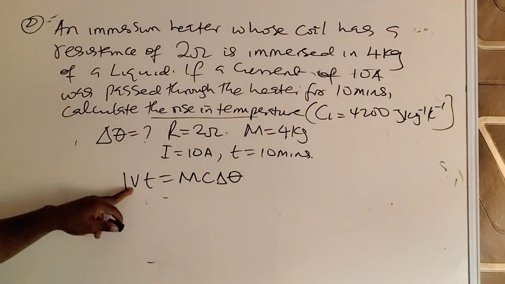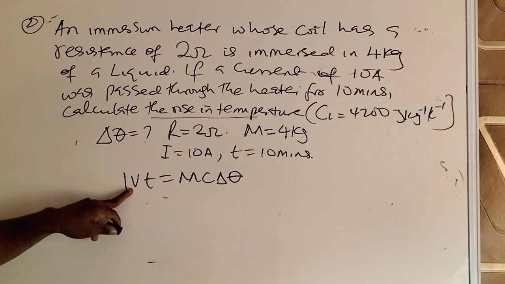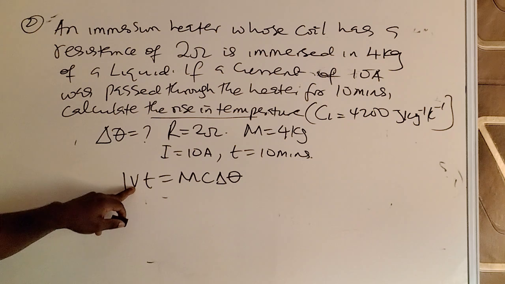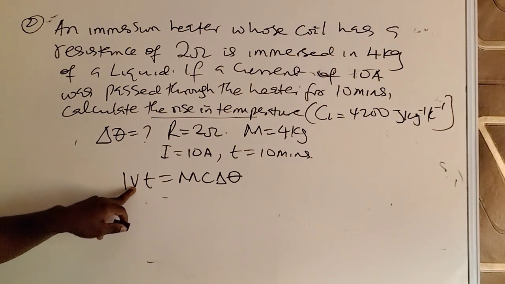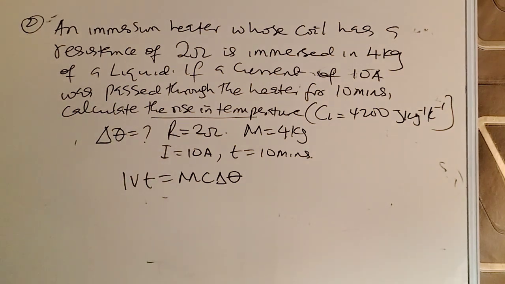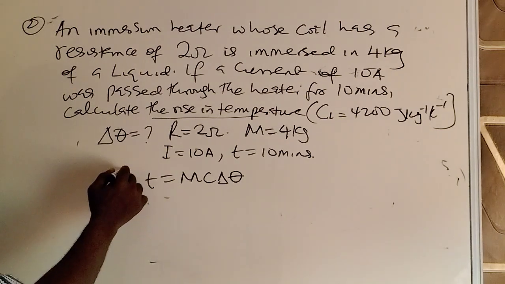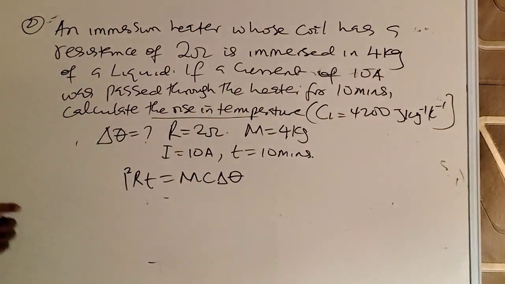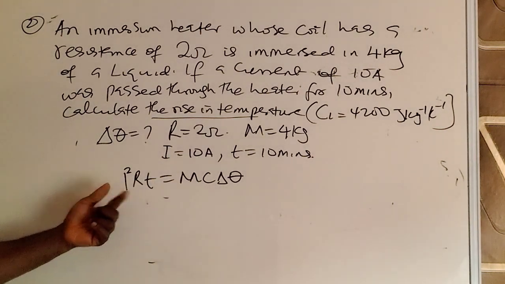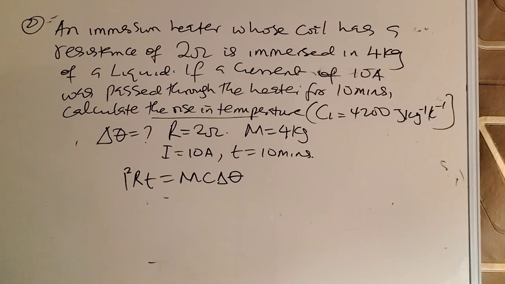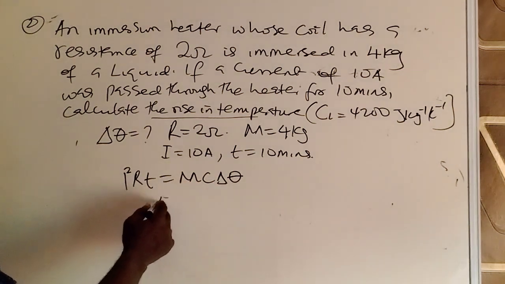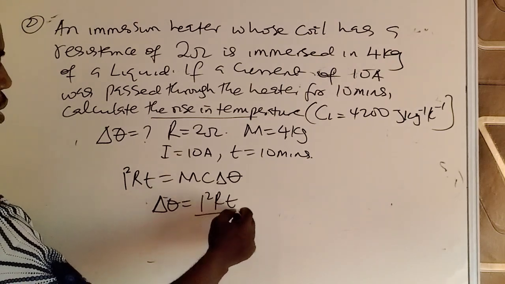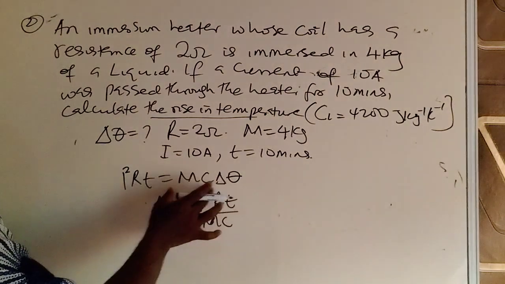If you use this formula, that may make you waste time, because they give us current, they give us time, they did not give us potential difference. Unless you want to start finding it, that'd be a waste of time. They give us resistance here. So instead of using V, we'll use the other formula which I gave to you, I squared Rt, which is equivalent to IVt also. So this one will work out perfectly for you. Having done that, you make delta theta the subject. So the change in temperature becomes I squared Rt all over mc, dividing both sides by mc.